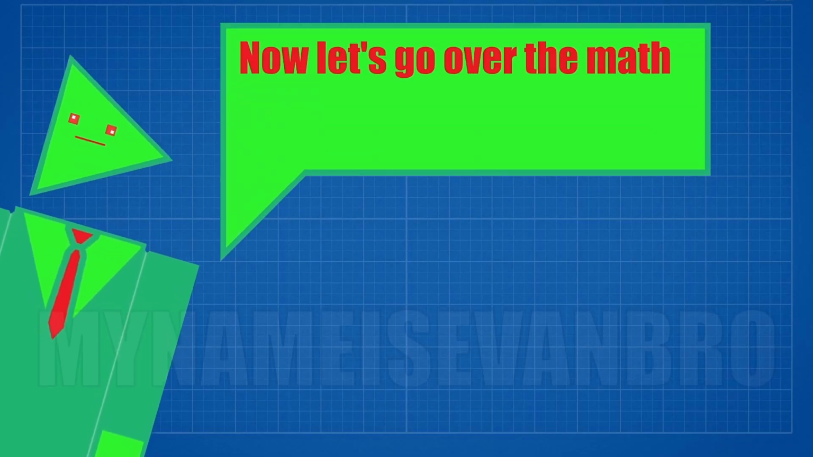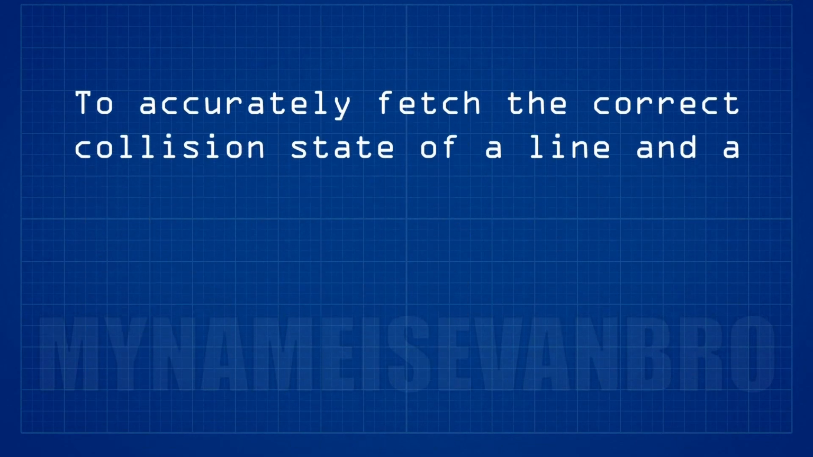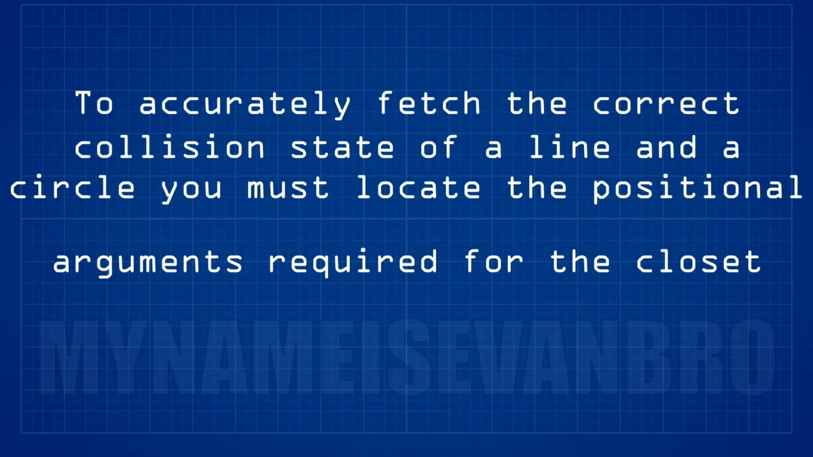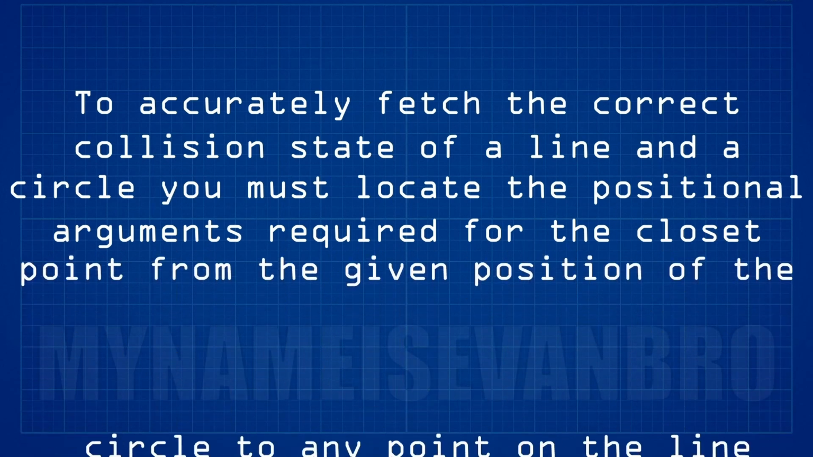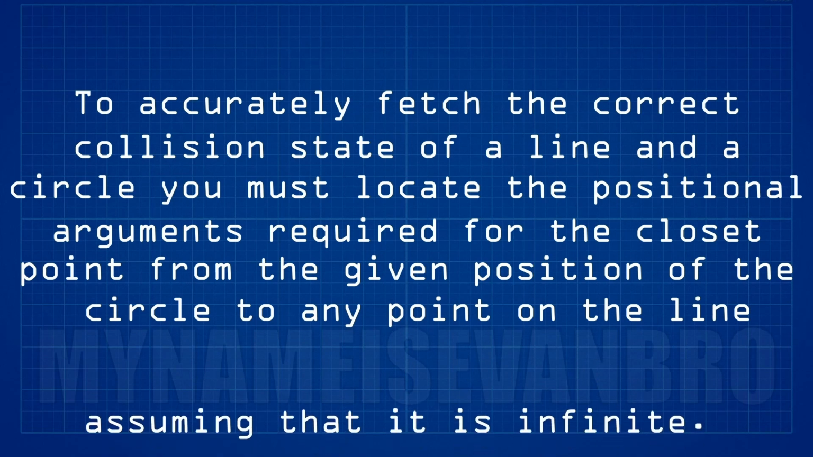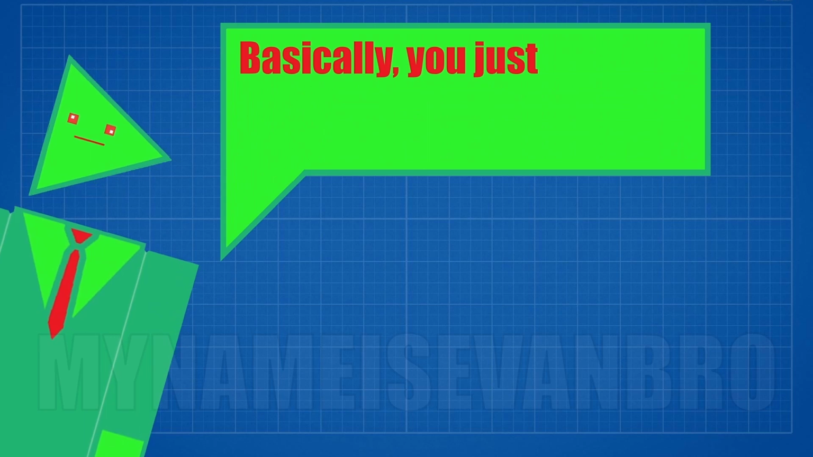Now let's go over the math part. To accurately fetch the correct collision state of a line and a circle, you must locate the positional arguments required for the closest point from the given position of the circle to any point on the line, assuming that it is infinite. Basically, you just do it.